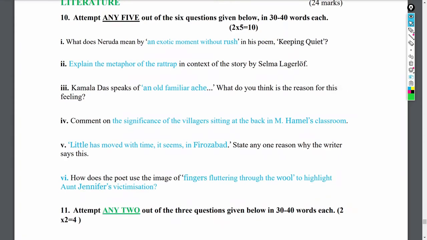Question number 10. Attempt any 5 out of the 6 questions given below. There, how many questions will there be? There will be 6 questions, you have to do 5, each of 2 marks, 30 to 40 words. Right? You must remember this firmly.